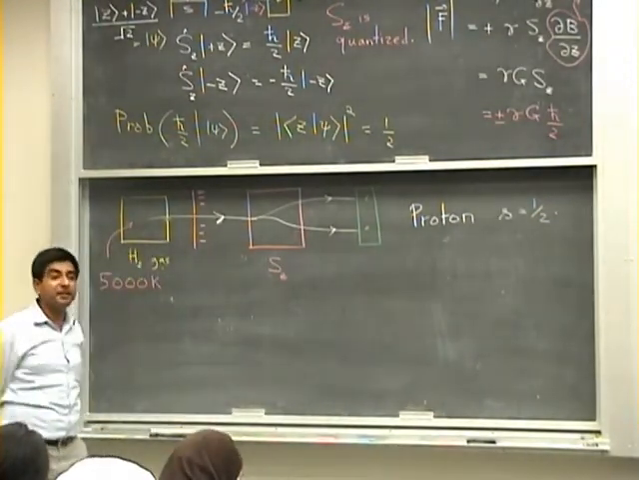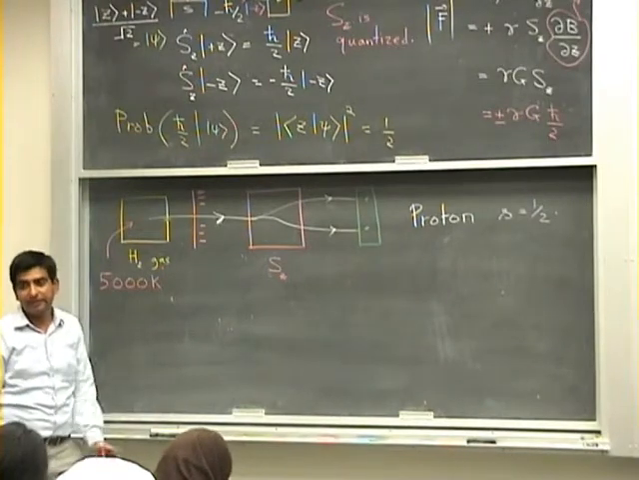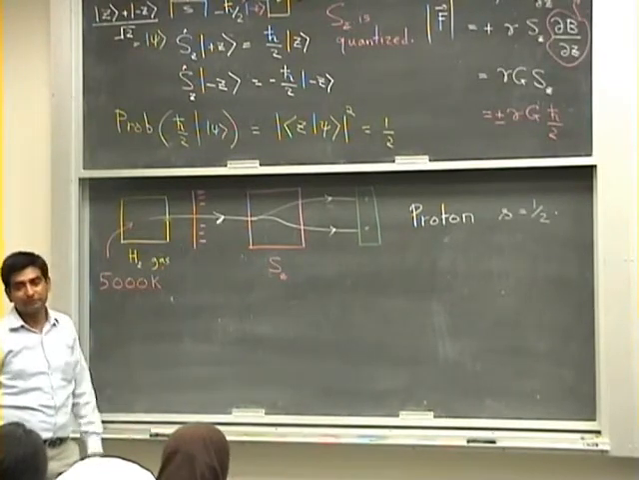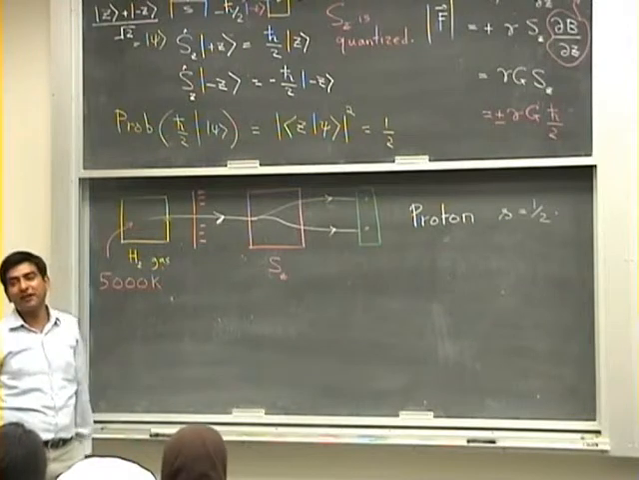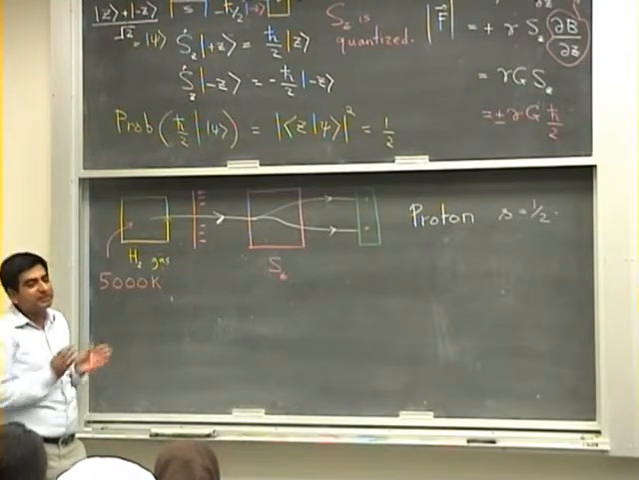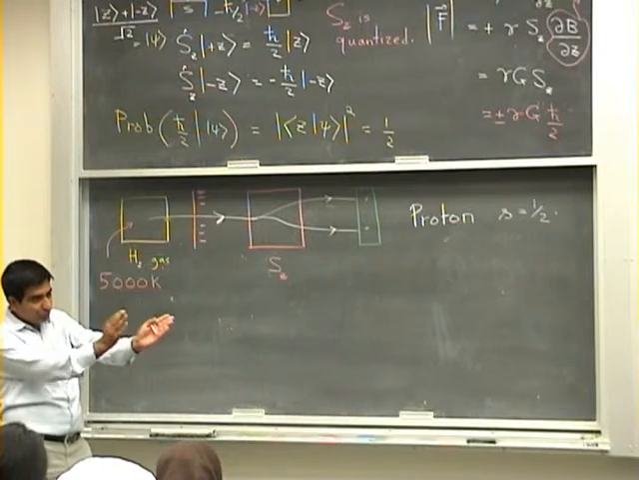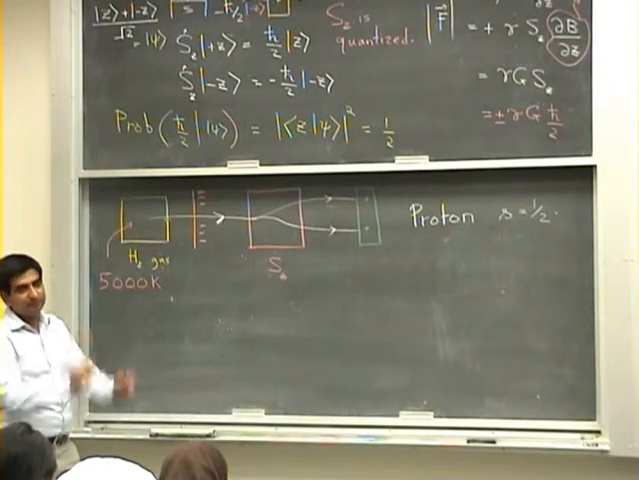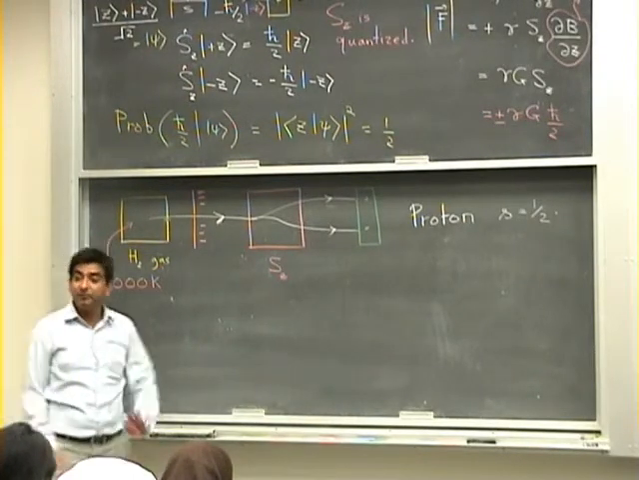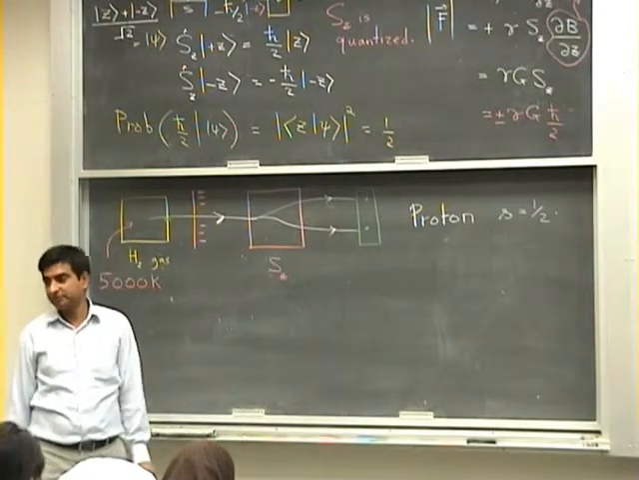I can repeat this experiment with neutrons instead of protons. Neutrons are also spin half particles. They will split up in a Stern-Gerlach experiment into two distinct parts. So neutrons are spin half even though they are uncharged particles. Sorry?